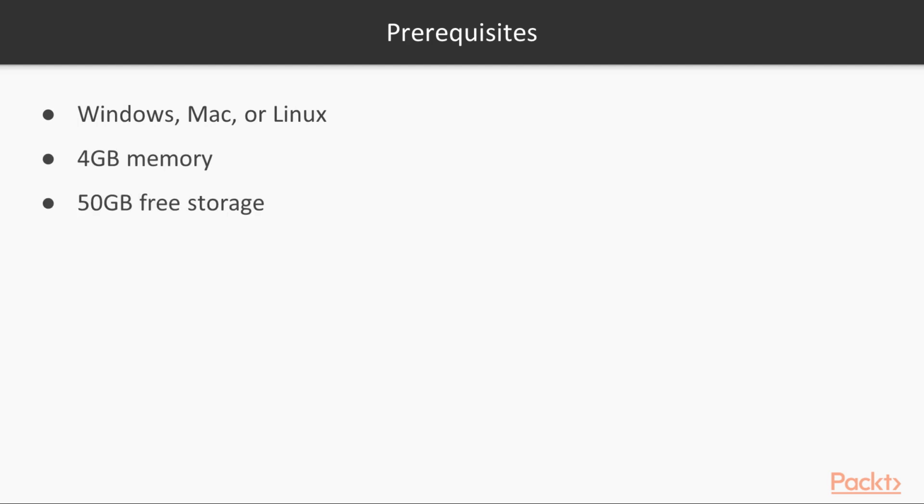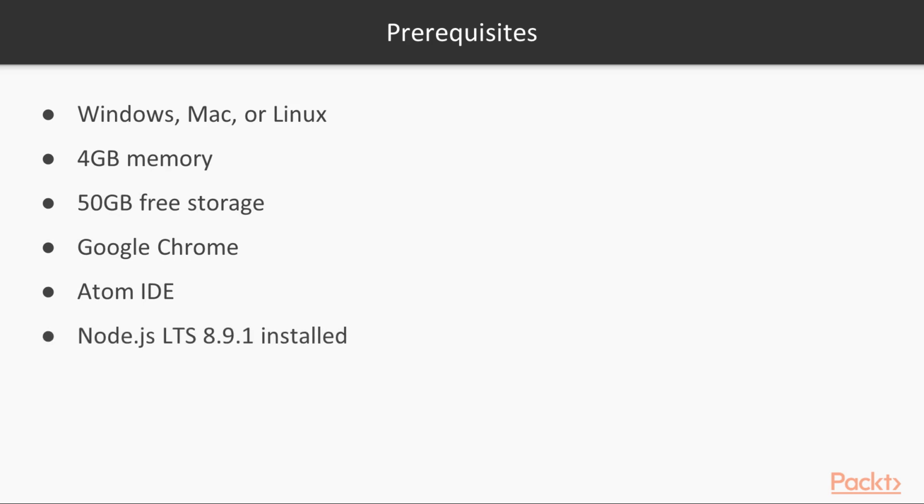Okay, so there are a couple of prerequisites to this course. Essentially, you just need a functioning laptop or computer that runs Windows, Mac OS or Linux. We recommend that you have 4 GB of memory and 50 GB of free storage. Feel free to use any IDE or browser, but I'm going to be using Google Chrome and the Atom IDE, which is free from GitHub. You're also going to need Node.js installed on your system. We recommend that you have at least 8.9.1 installed.